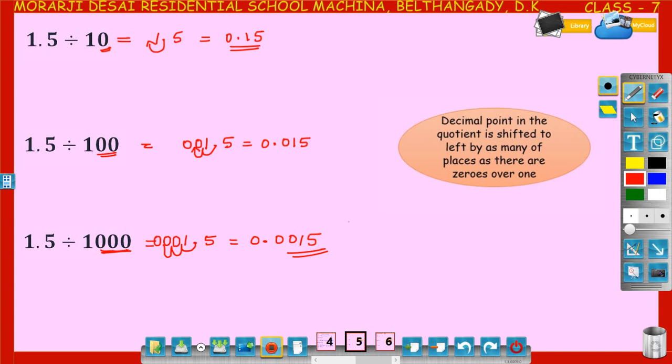So while dividing by 10, 100 or 1000, you have to move the point to the left, as many steps as there are zeros in front of 1. This is about division by 10, 100 or 1000.